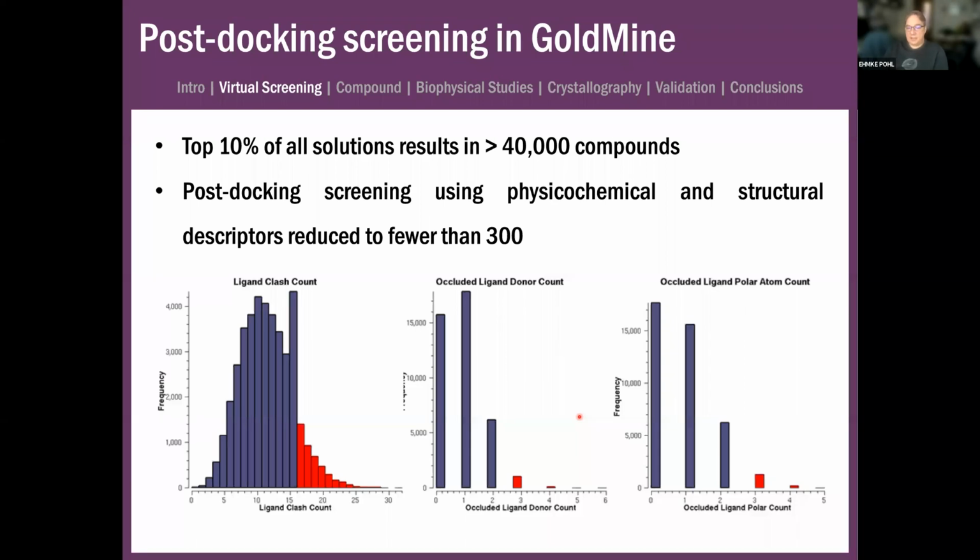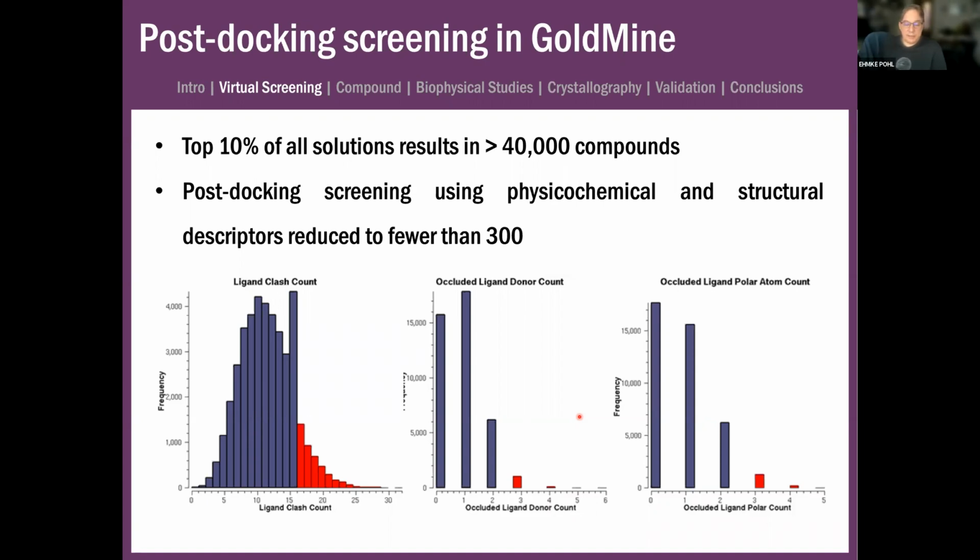There's not a single descriptor that rules out a lot of the compounds, but every descriptor rules out some of the compounds. And only by really combining all of the descriptors and using all of the information, we can actually come down to a number that is manageable. So 300 molecules is actually manageable. We can look at 300 molecules on the screen.